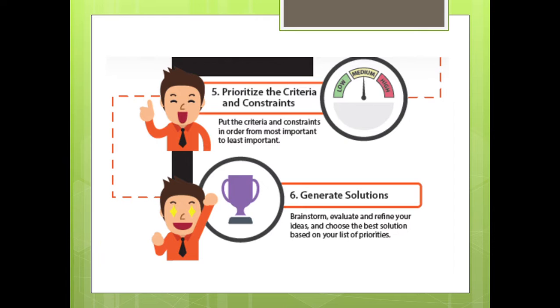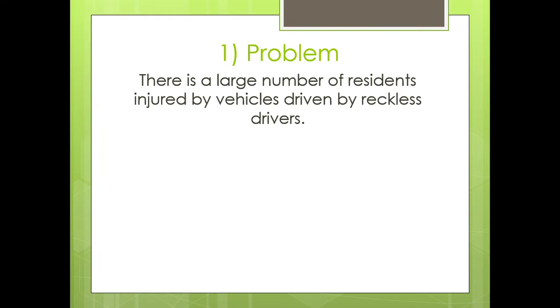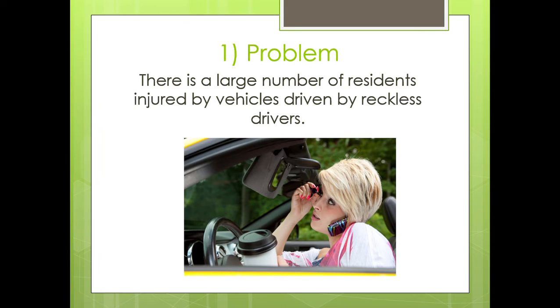So now that we already have all of the process that we need to follow, we're going to take a look at an example. So number 1 is a problem. You have to define your problem. So there is a large number of residents injured by vehicles driven by reckless drivers. So this is just an example, but let's say that you have seen around your community that there are many reckless drivers and many people have been hurt because of the same problem. So this is what you want to analyze, right?